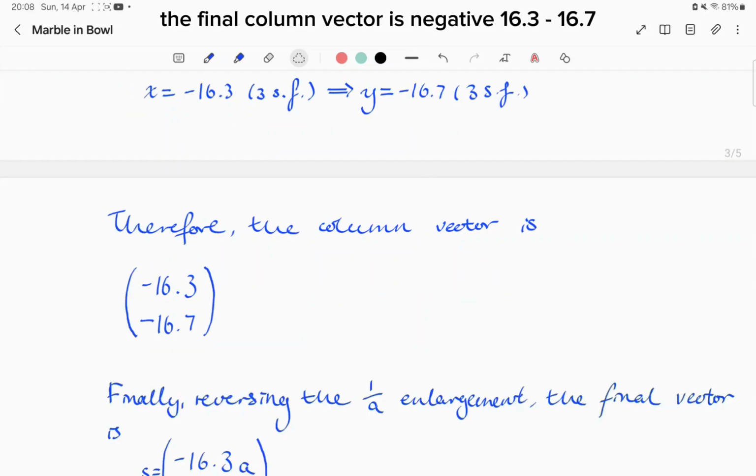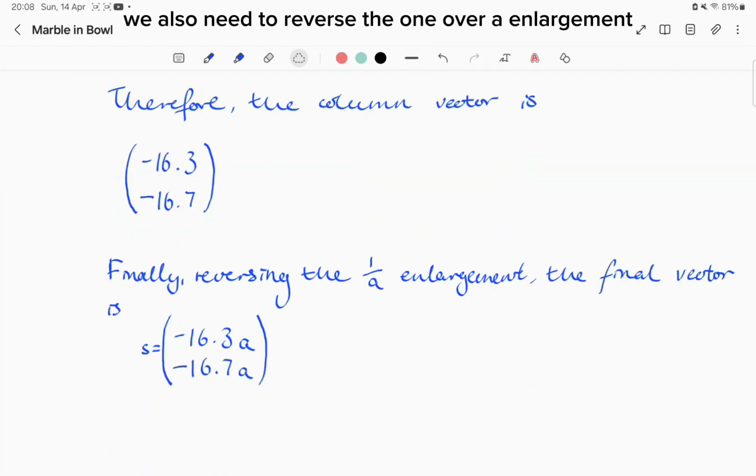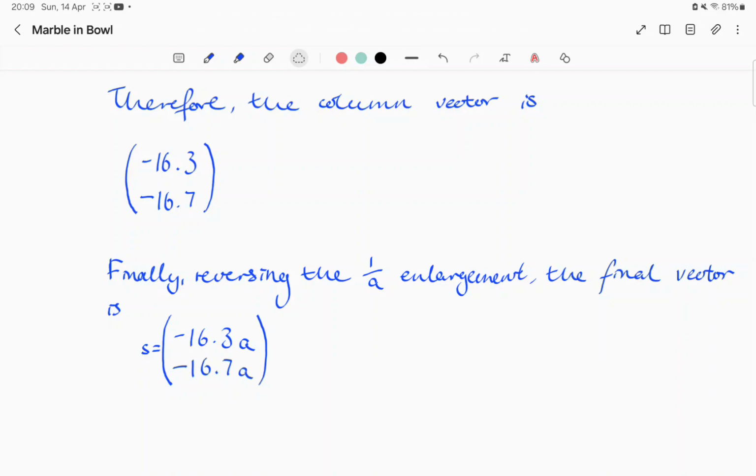Therefore, the final column vector is negative 16.3, negative 16.7. However, we also need to reverse the 1 over a enlargement, and therefore the final vector is actually s for displacement equals negative 16.3a, negative 16.7a, and that's our answer.